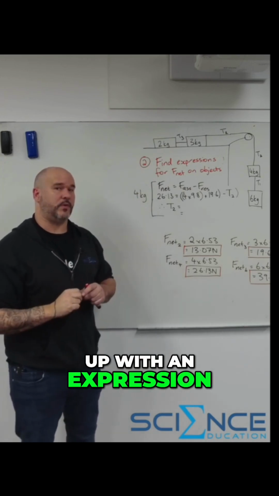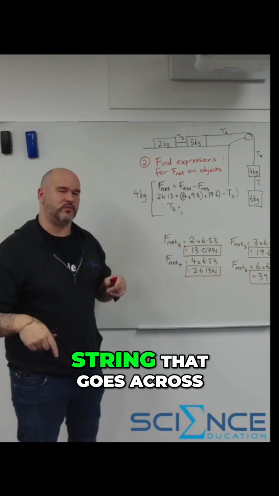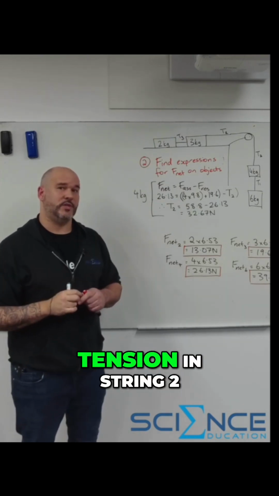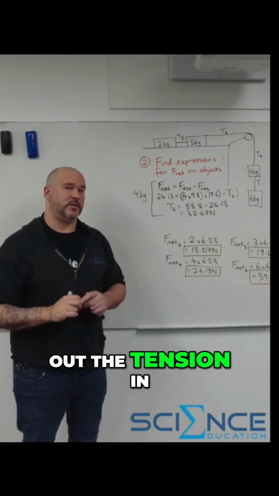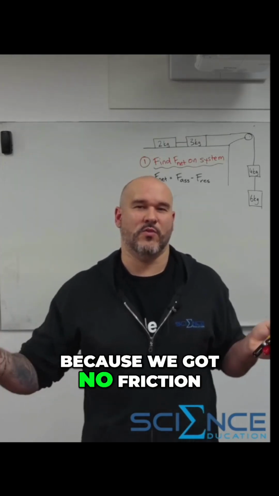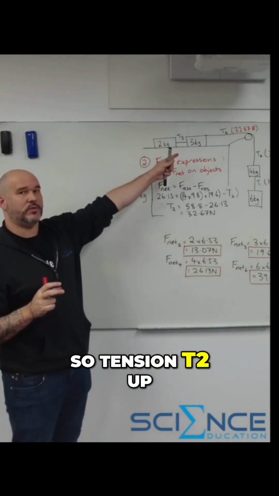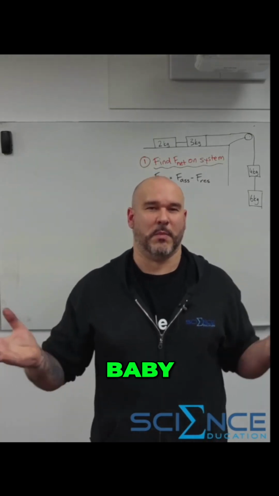So we've now come up with an expression that only has one unknown, that is T2. We can rearrange and solve for T2. That's our tension in the long bit of string that goes across the pulley. We've now determined the tension in string 2 to be 32.67 newtons. Let's continue and find out the tension in string 3. Okay, remember we assume there's no frictional losses or anything inside the pulley. Because we got no friction, baby. So tension T2 up there is equal to tension T2 over there.